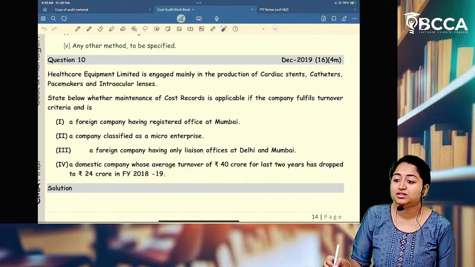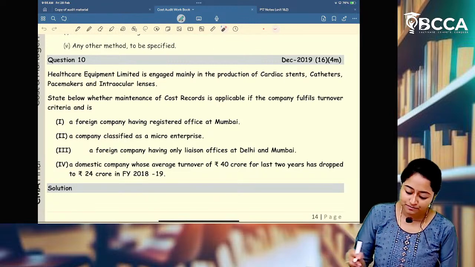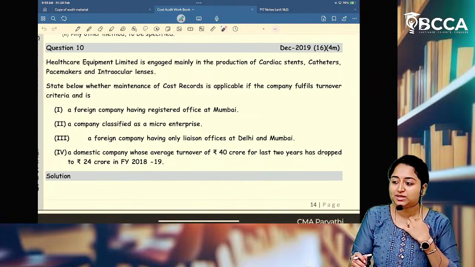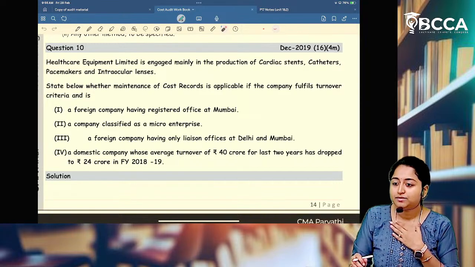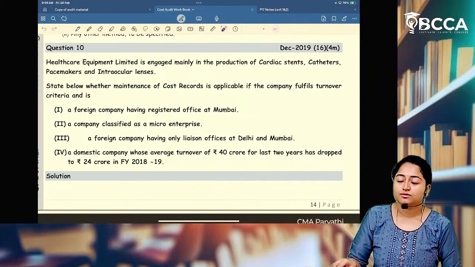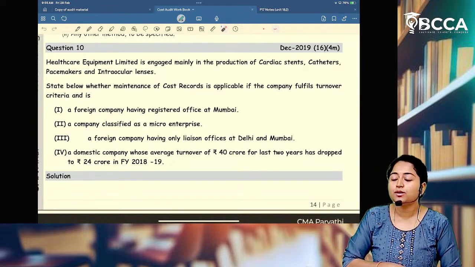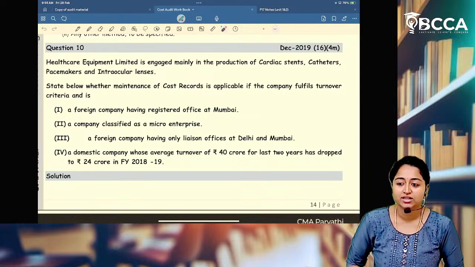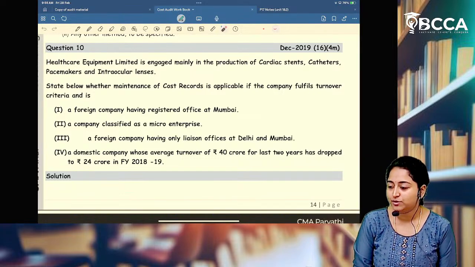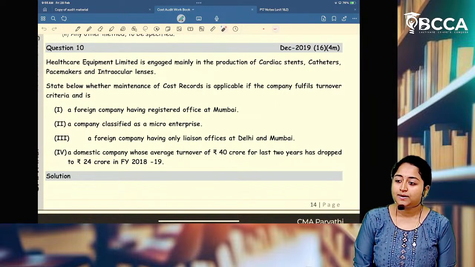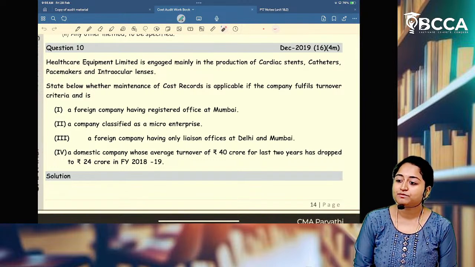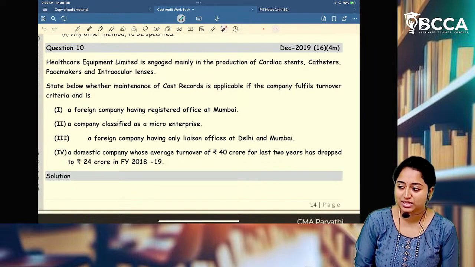And where does this get covered? It is covered in Rule 3. So, cost records are covered under Rule 3. What is the provision for Rule 3? Overall annual turnover from all products and services should be more than or equal to 35 crores in the immediately preceding financial year. And we have 2 exceptions for Rule 3. What are those 2 exceptions? A foreign company having only a liaison office in India, and the second one is a micro enterprise or a small enterprise classified under the MSMED Act. So these are the two exceptions which we have.